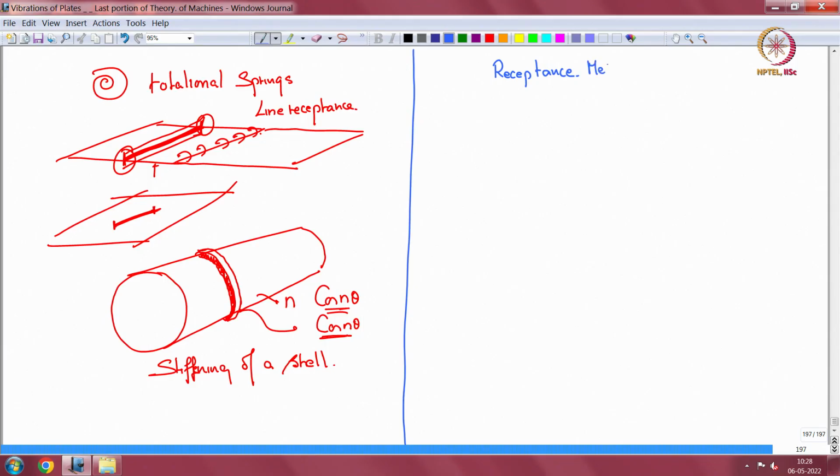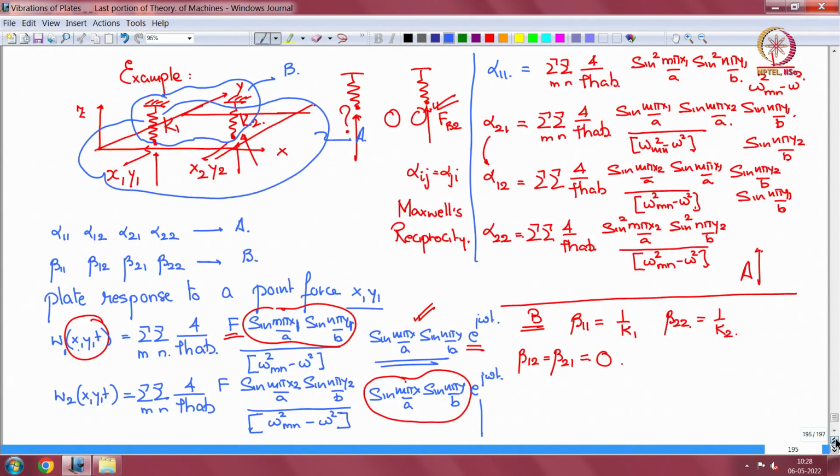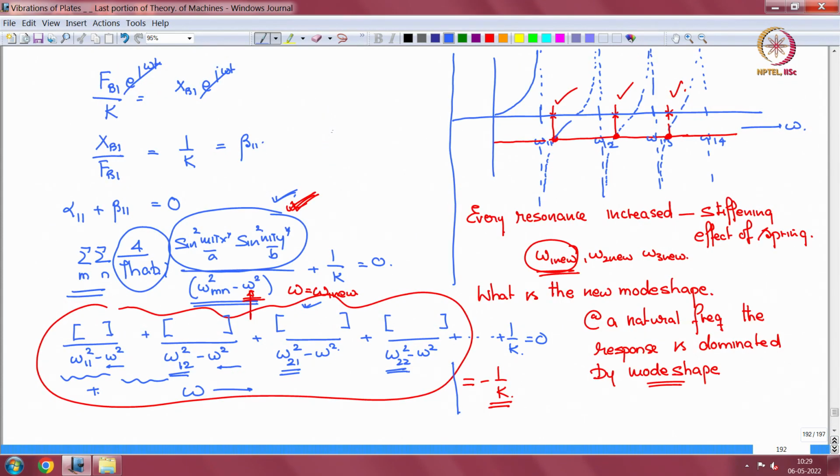We are in the topic of receptance, dealing with connected structures. One thing I wanted to mention is here. So, this was a simply supported plate connected to a spring, and this was the new frequency equation.